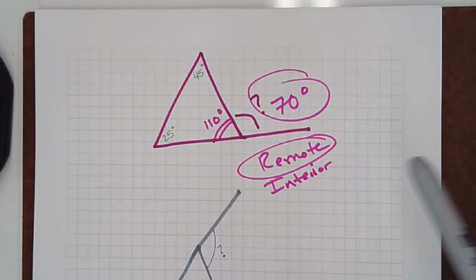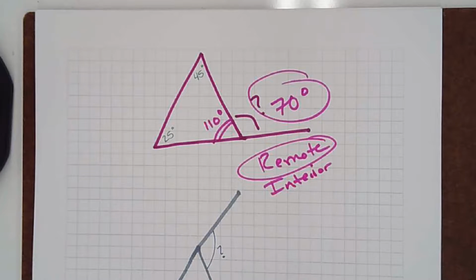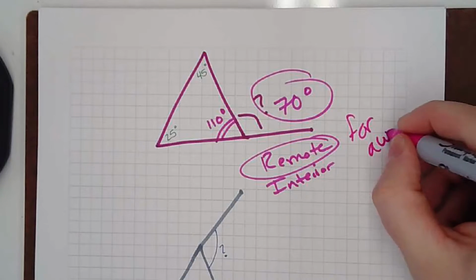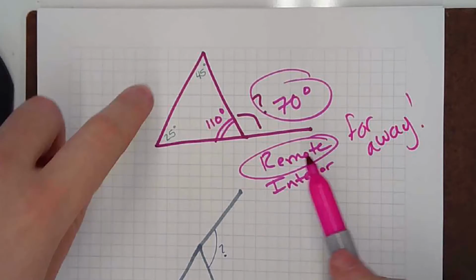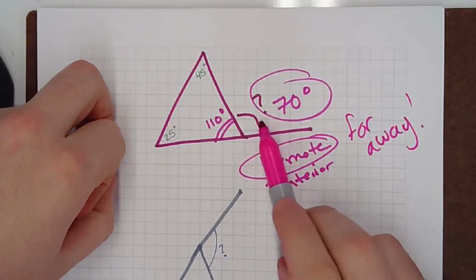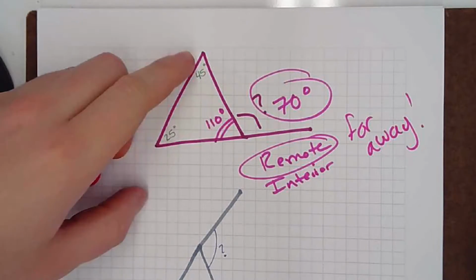Remote. What does it mean in this context? Remote. Clara. She doesn't know. Can someone help Clara? Marcus. Far away. Far away. So a remote angle is a far away angle. Now, there are two of them that are far away from this exterior. Here's the exterior. The closest interior angle is this one. The two remote ones, the ones that are far away, are these.